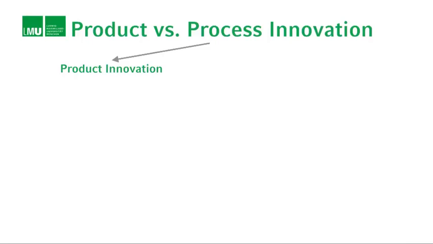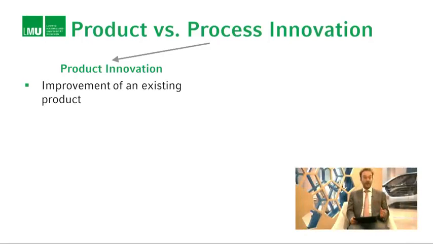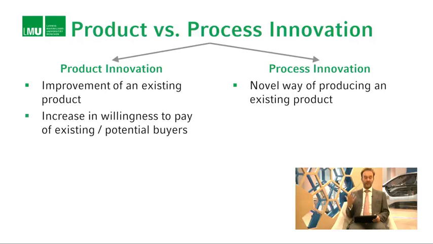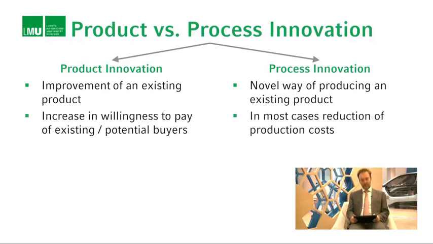Product innovation, as the name suggests, is about the improvement of an existing product or the development of an entirely new product. It leads to, in economic terms, an increase in the willingness to pay of existing or potential buyers. A process innovation is about finding new ways of producing an existing product. This typically leads to a reduction in production cost, right? Either through direct production of one particular product or through the reduction of waste or insufficient quality for products.